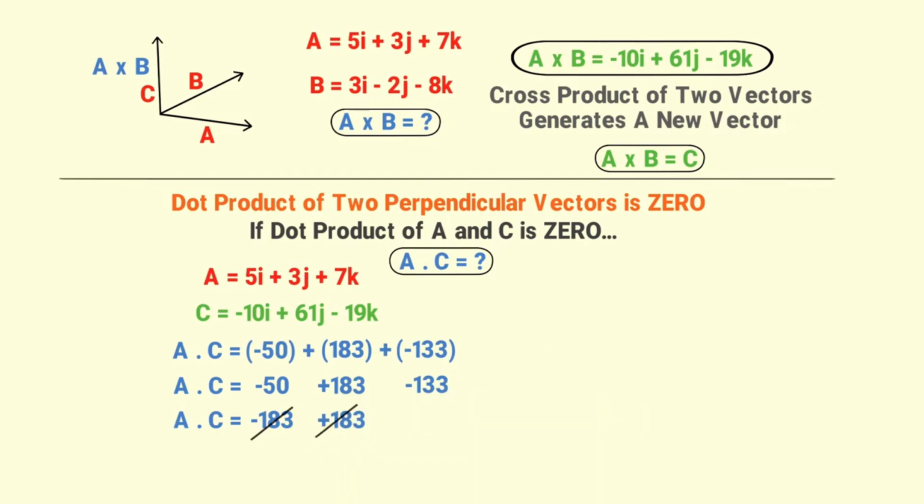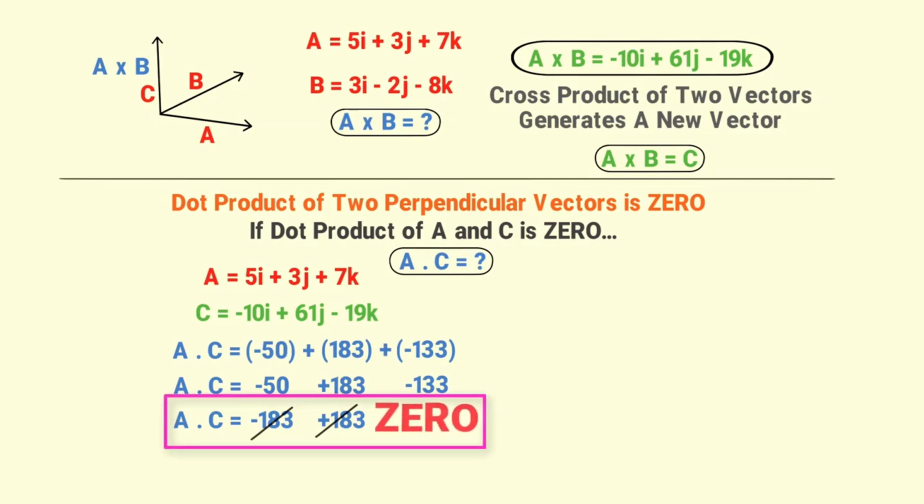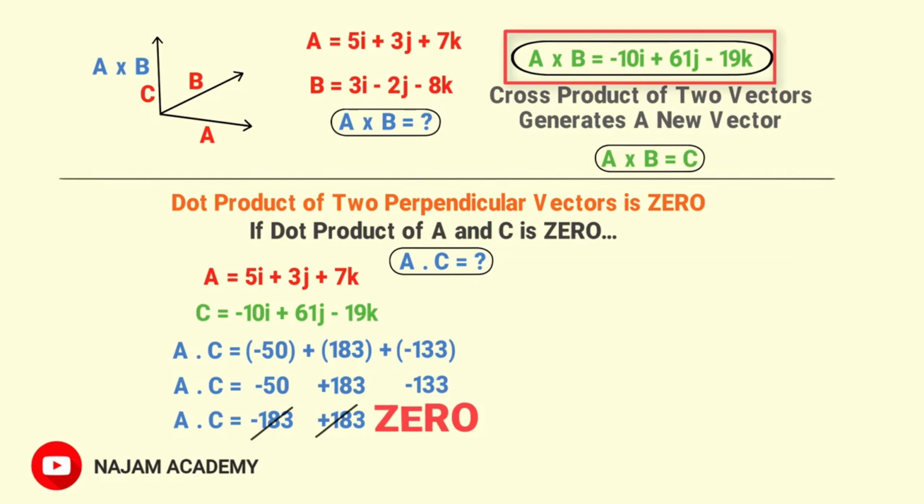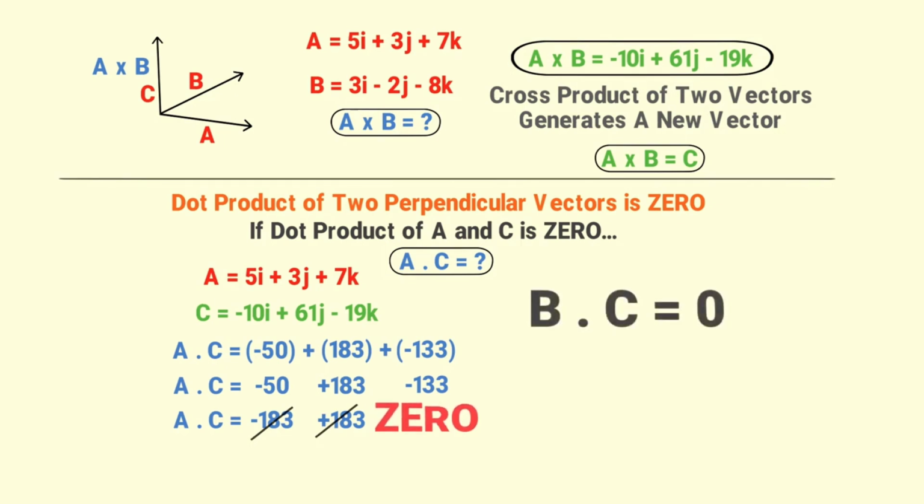As a result, we get 0. Thus the dot product of A vector and C vector is equal to 0. It means that vector A is perpendicular to vector C. Therefore, this calculation of A cross B is 100% right. Even if you find the dot product of B and C, you will get 0 because C is perpendicular.